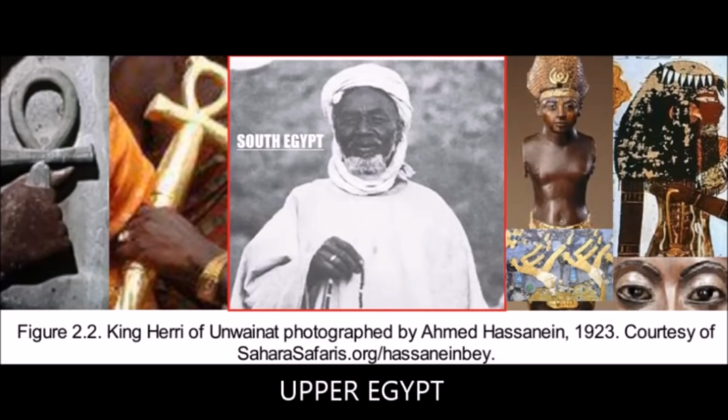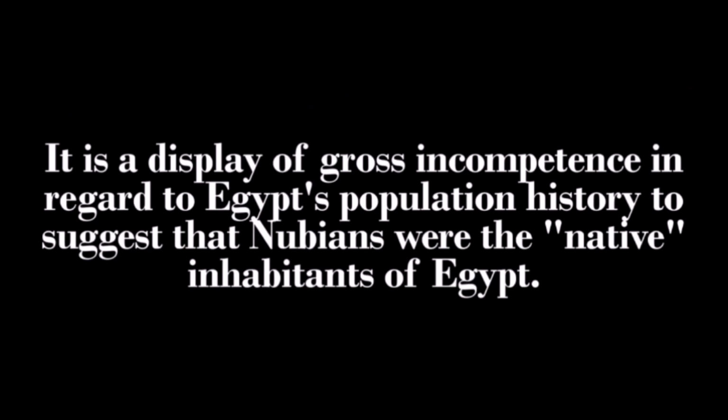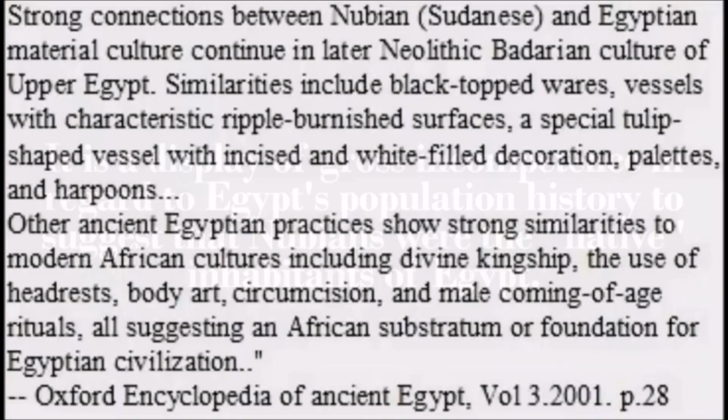So now we have a little bit more of a background when the Oxford Encyclopedia writes about strong connections between Nubian and Egyptian material culture in the later Neolithic.